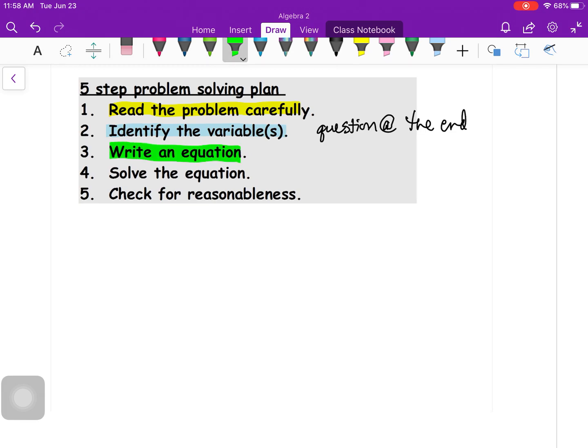Next, you should write your equation. So by reading carefully, that means you're going to go back and you're going to literally translate your words to math symbols. After you have your equations, then you will go ahead and solve them.